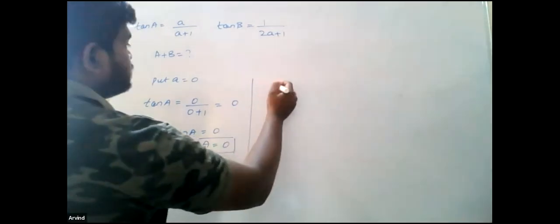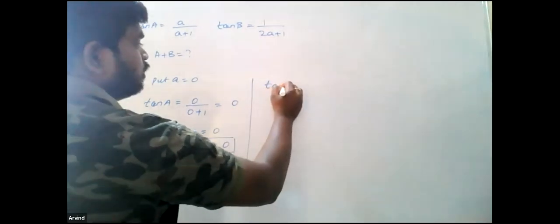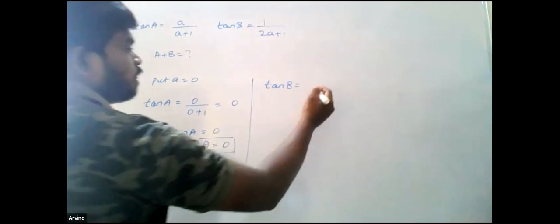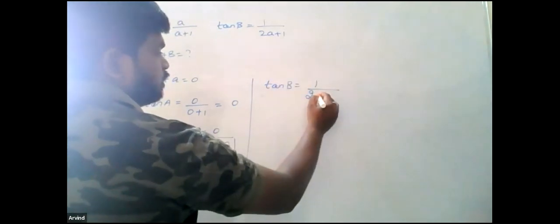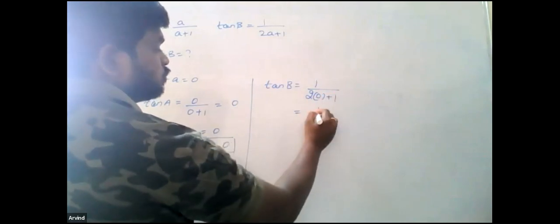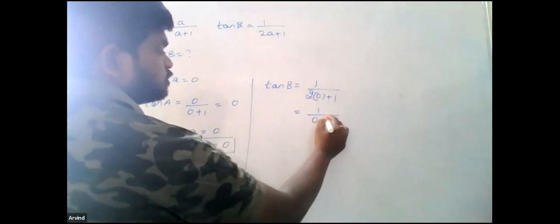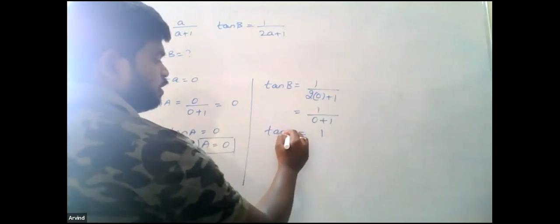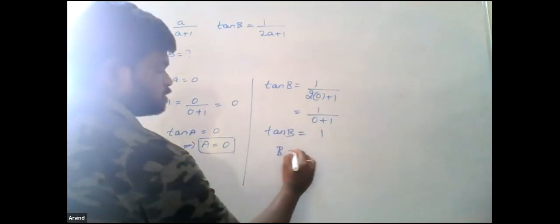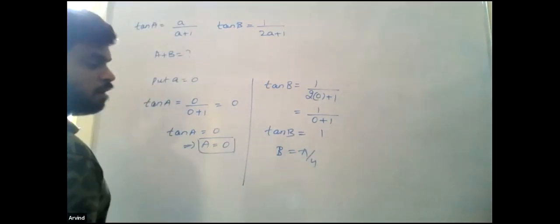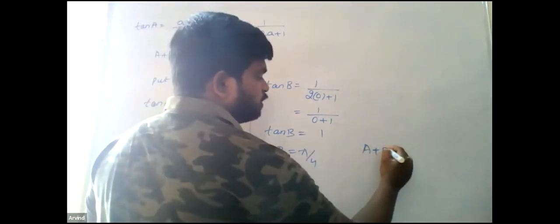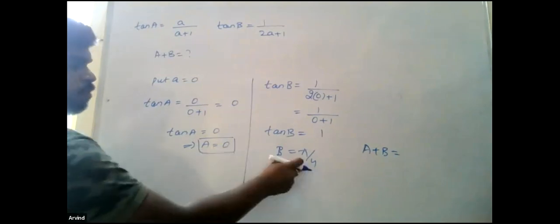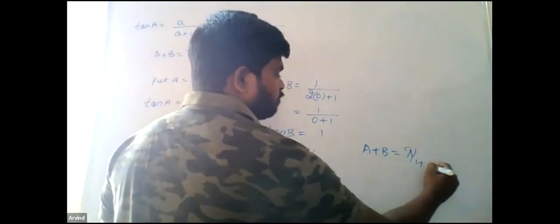Okay. Let's say tan B is 1 divided by 2A plus 1. What value have I taken for A? I have taken 0. So 1 divided by 2 zeros are 0, 0 plus 1 is 1, 1 by 1 is 1 itself. Tan B is equal to 1, which implies B should be pi by 4. My question is what? A plus B. So A plus B is 0 plus pi by 4, which is pi by 4 itself.